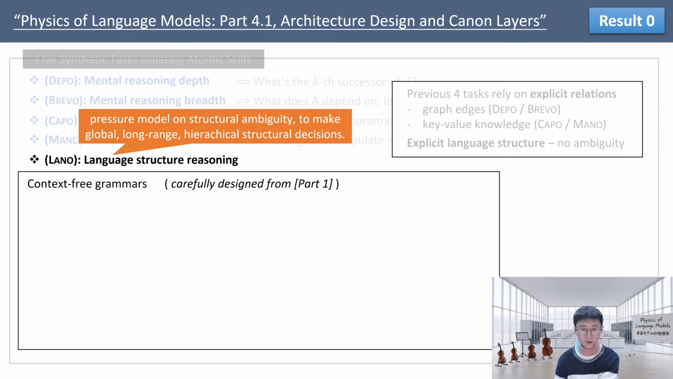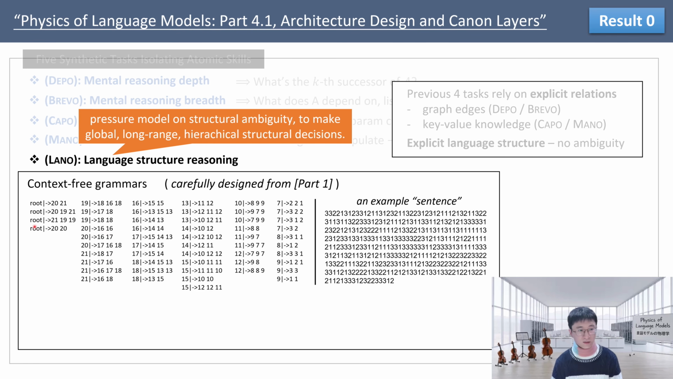You can use English context-free grammar, but that would be too easy. So we designed a specific family of context-free grammars that look like the following. The way to generate a sentence is by first starting from the root, then with maybe a 1/4 chance, you convert the root into, say, 20, 21, and each number here is an intermediate node. Then for instance, for 20, with probability 1/3 you go to 16, 16, and with another probability 1/3 you go to 17, 16, 18, and so on. If you continue this procedure until the very leaves, then you form a randomly generated sentence.